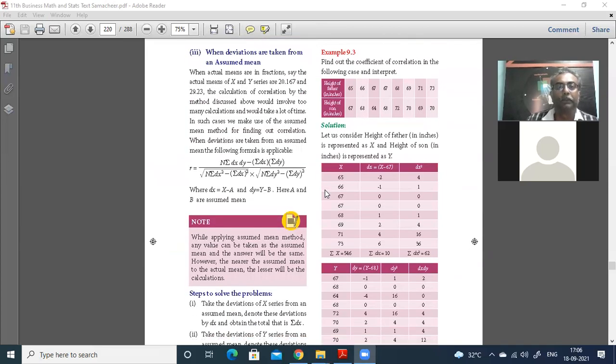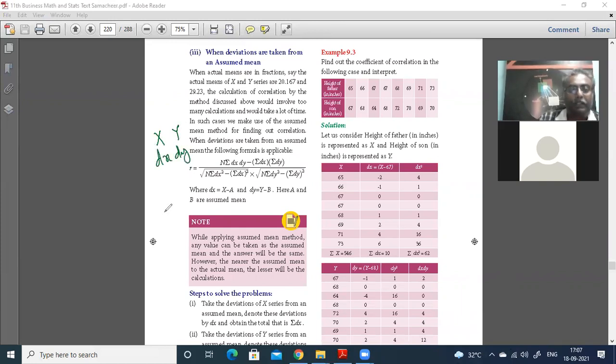So when actual means are in fractions, say the actual mean of the x and y series is 20.167, then you should not use the direct mean method. You should use the assumed mean method. What is the formula for the assumed mean method? Very simple. Wherever you used x and y, now use dx and dy.